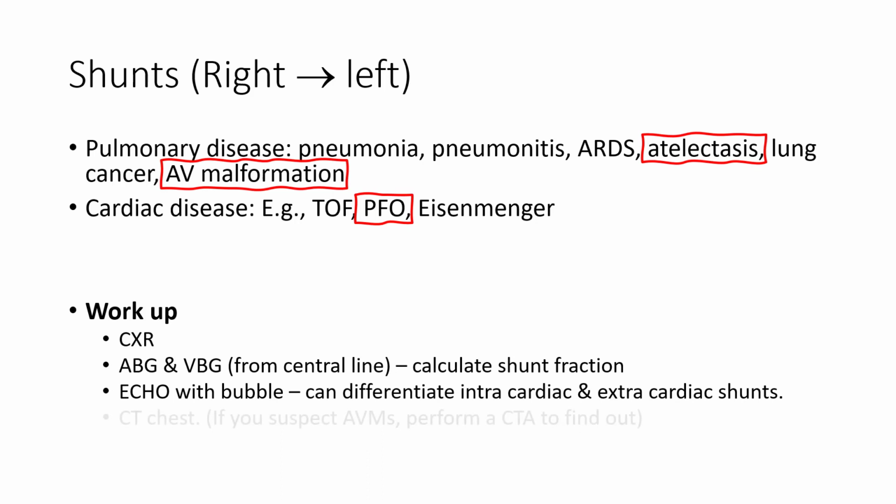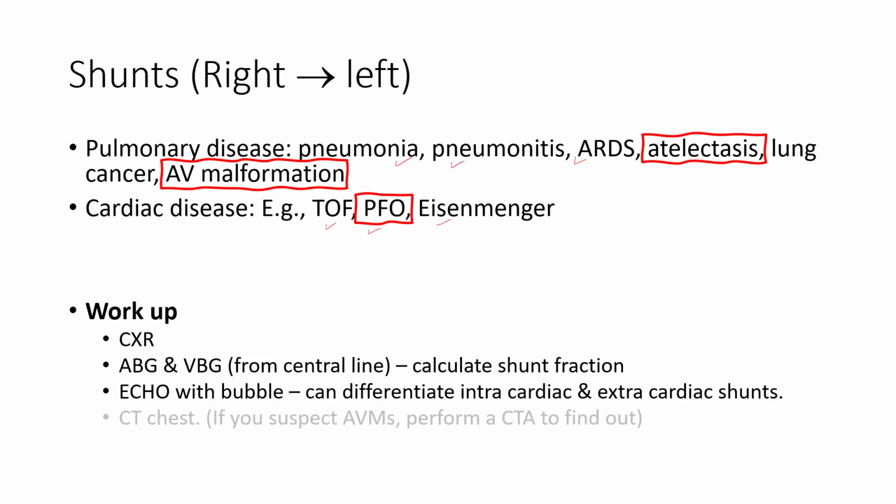The causes of shunt include pulmonary diseases and cardiac diseases. The common things like pneumonia, pneumonitis, ARDS, these are the commonest form of pulmonary shunt. You can have shunt from atelectasis, lung cancer, and AV malformation. In cardiac disease, things like patent foramen ovale and Eisenmenger syndrome or tetralogy of Fallot will result in right to left shunt. How do you work them up?